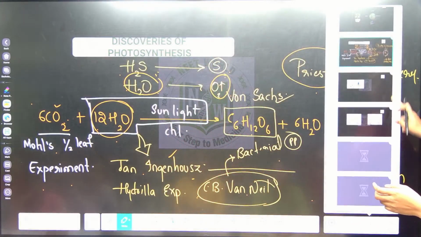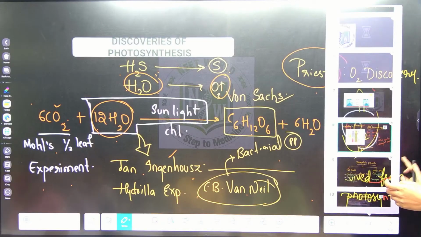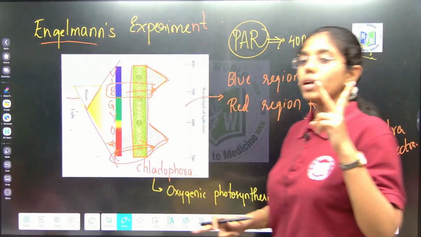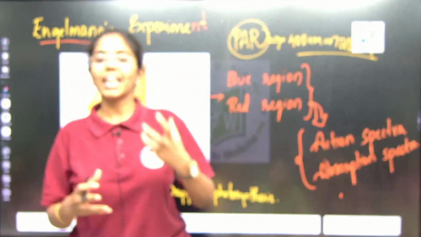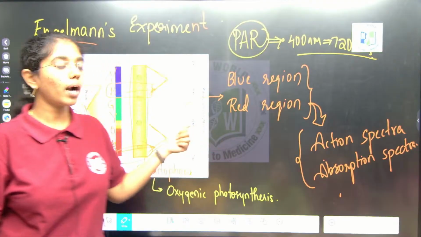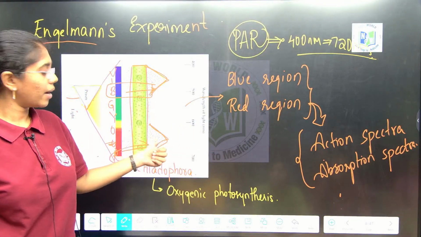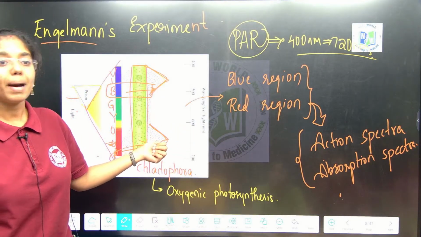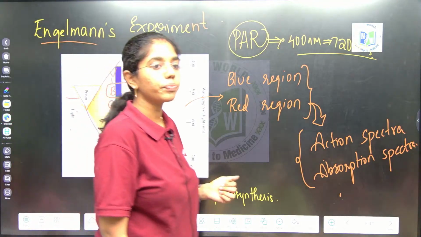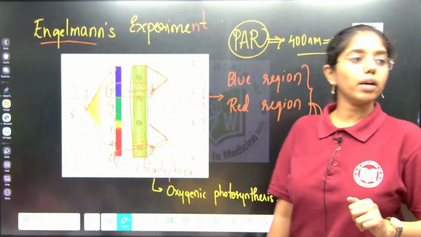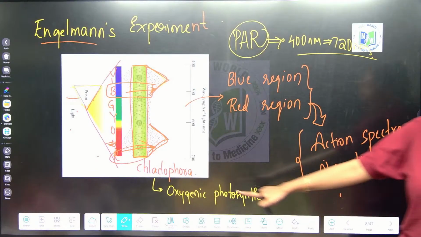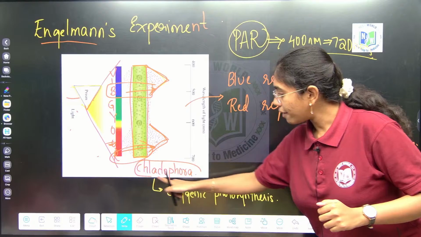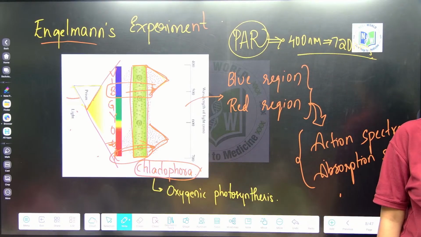From that, it is T.W. Engelmann who derived that in two regions, more amount of sunlight is being captured. Okay, that is in what regions? Blue region and red region of sunlight. By using what model organism? Look here everyone. By using what model organism? Cladophora. For every experiment there will be one model organism.